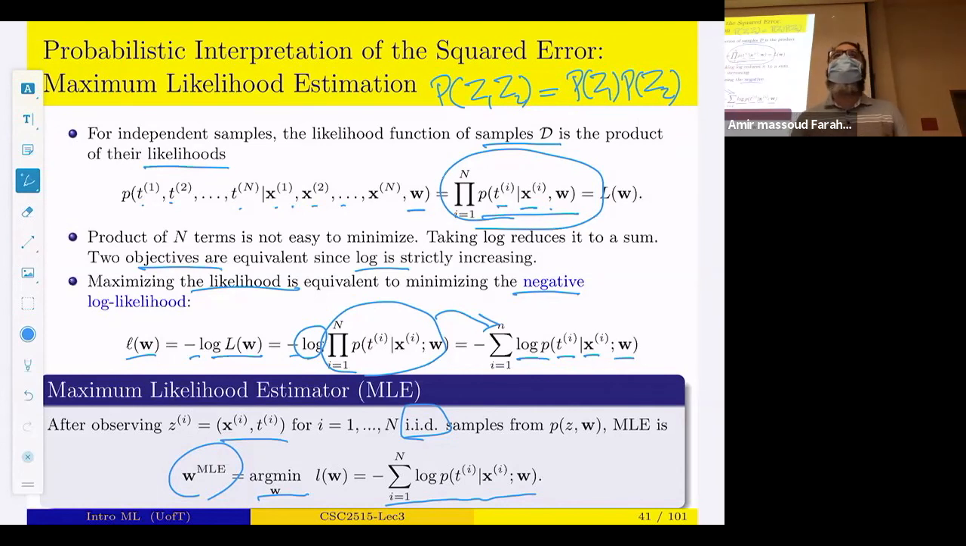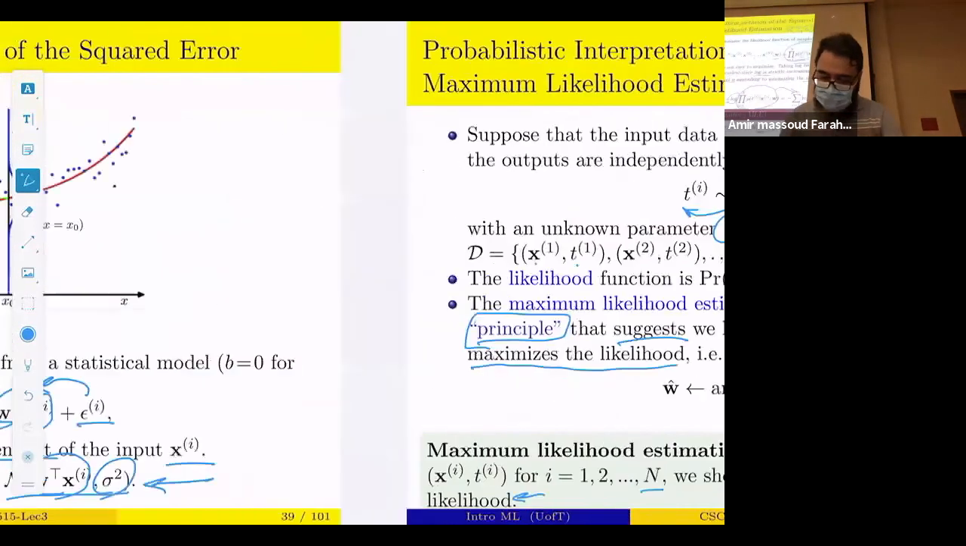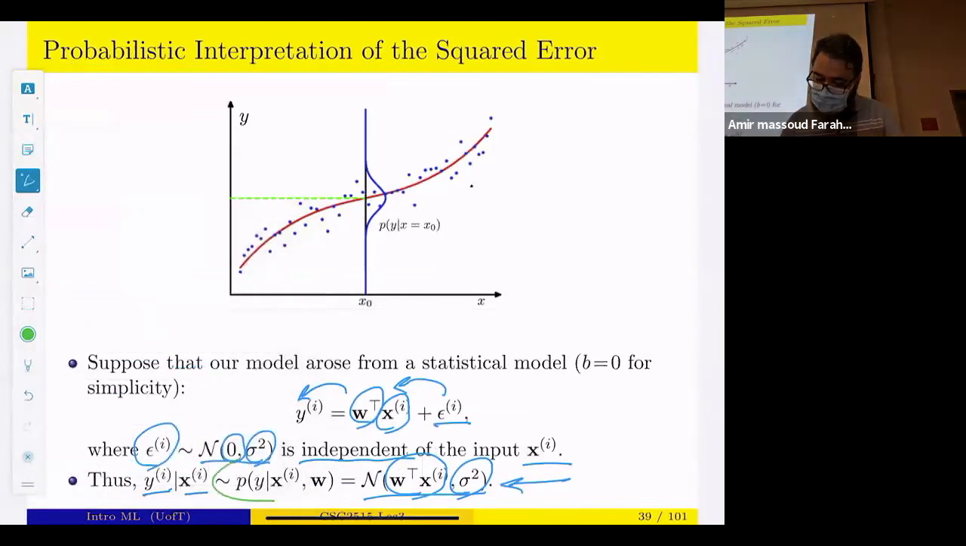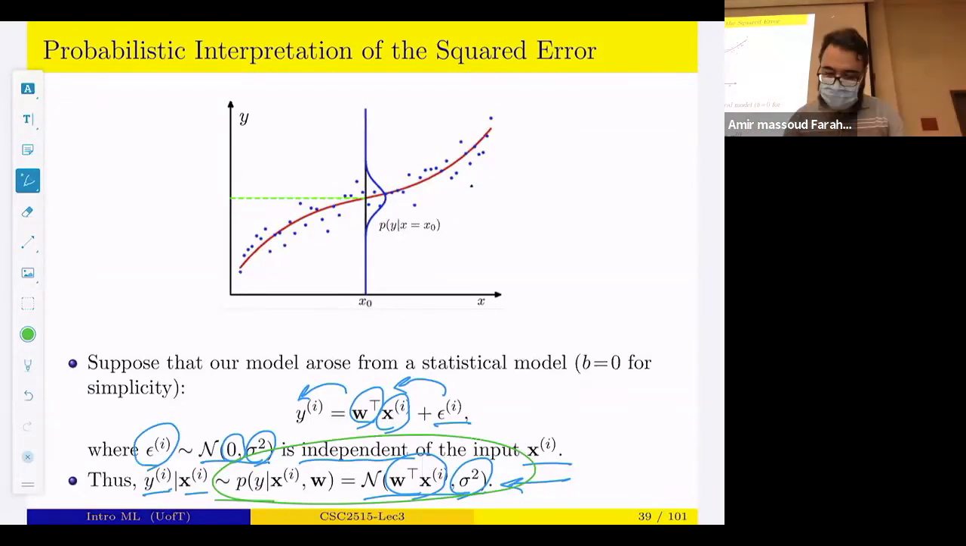Okay, that's good. The rest is just, we use this model that we have here. This Gaussian model, just expand it, and then compute this log of probabilities.